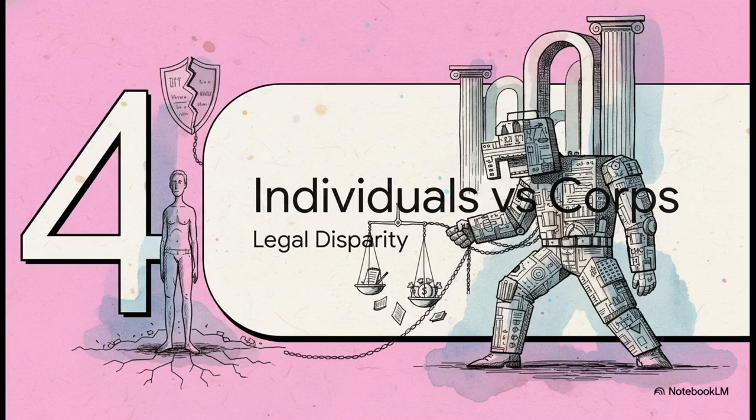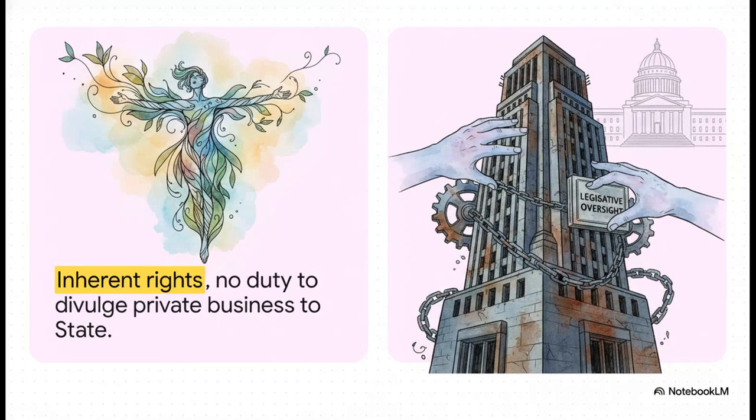Section 4. Individuals versus corporate entities. And this brings us right to the absolute core, the philosophical battleground of this entire explainer, the legal disparity between natural persons and corporate entities. By juxtaposing these two entities side by side, we can see exactly why the Supreme Court ruled the way it did, and why corporations ultimately have fewer constitutional protections.